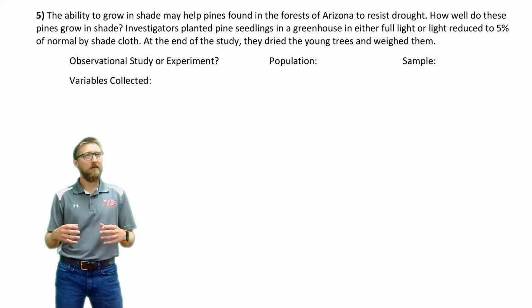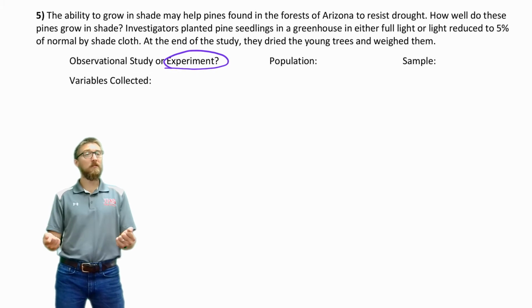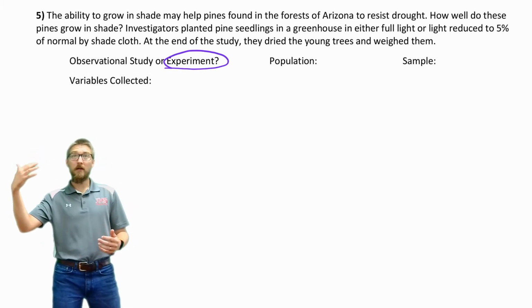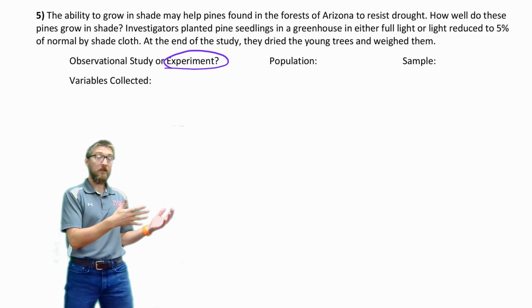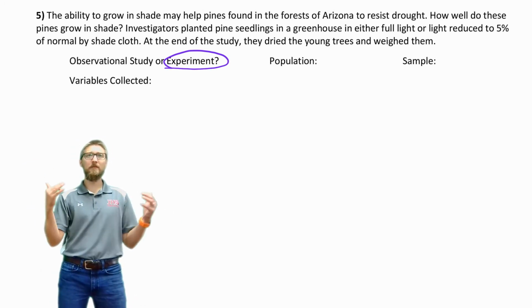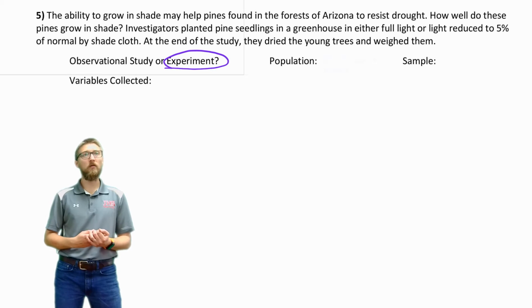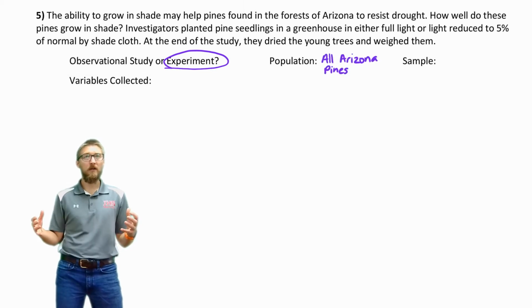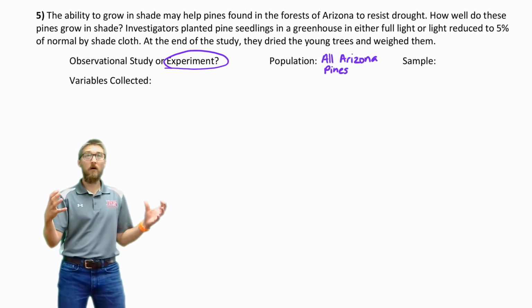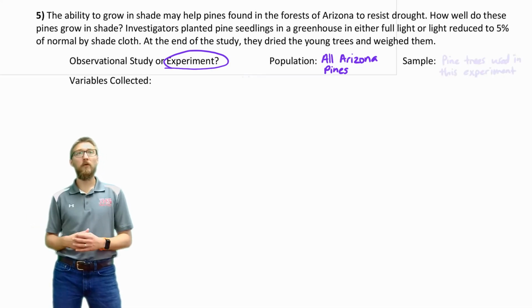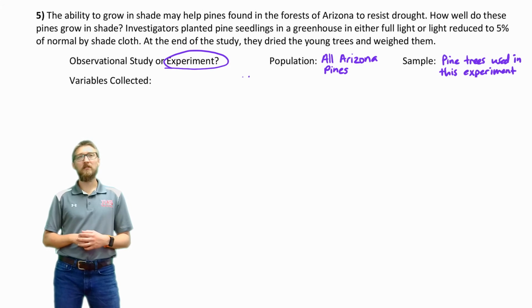Well, they weren't really just passively collecting data. They applied a treatment to these pine trees, and it was the shade cloth. They were restricting the light on some, and they were leaving the others in full sunlight. So they were treating them differently. That's what treatment means. So this is an experiment. The population that they wanted to know more about was all Arizona pines. They can't go out and test them all, and so they had a smaller sample, a smaller group. So that sample part was the pine trees used in this experiment.